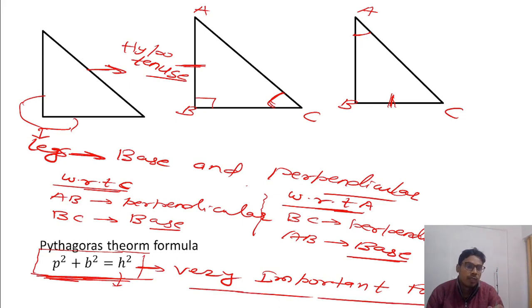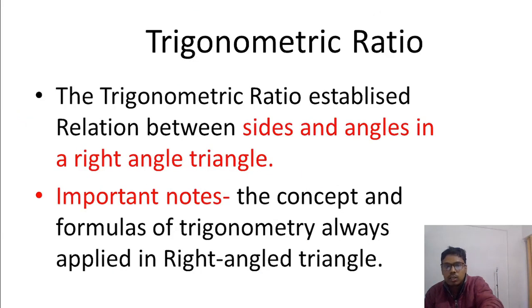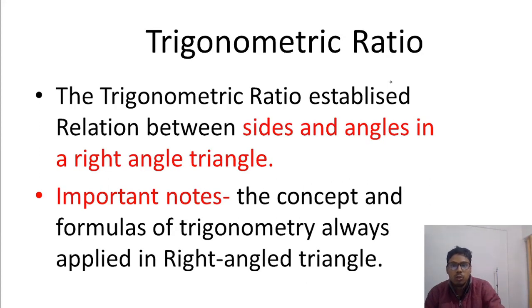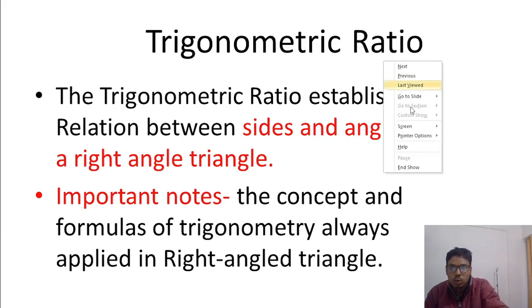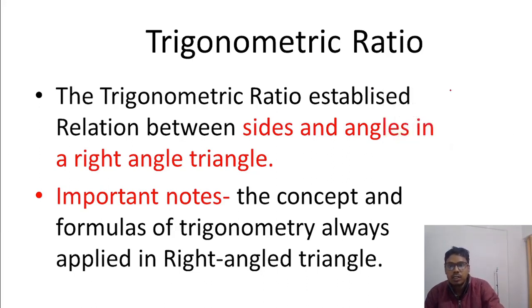So this is regarding the Pythagoras theorem. I hope you understand it very well. Now let's go to the next topic, the trigonometric ratio. So what is the trigonometric ratio? First of all, it is a ratio. It means it comes in the form of P by Q.